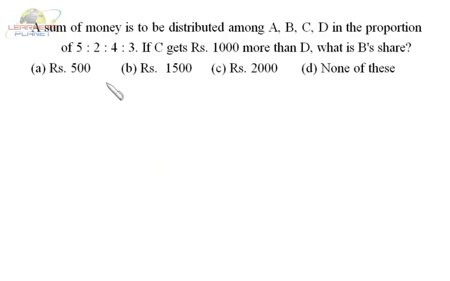Now let's see this problem. A sum of money is to be distributed among A, B, C, D in the proportion of 5 is to 2 is to 4 is to 3. If C gets rupees 1000 more than D, what is B's share? This is A, B, C and D. Now what is the difference between C and D? Here it is 1 part and actually it is 1000. That means 1 part is 1000. That means B's share will be 2 parts, that is 2000. Okay, very simple, no paperwork is required at all.